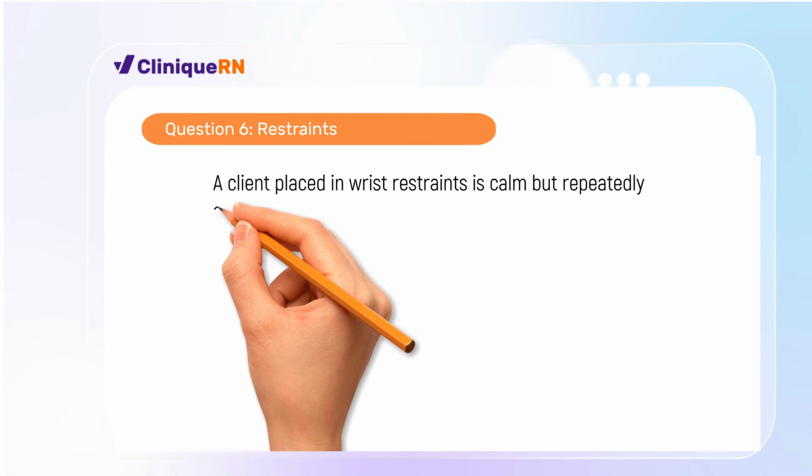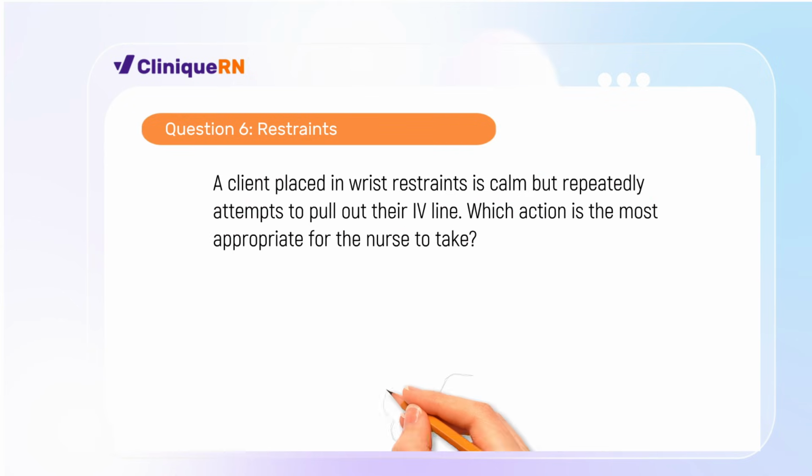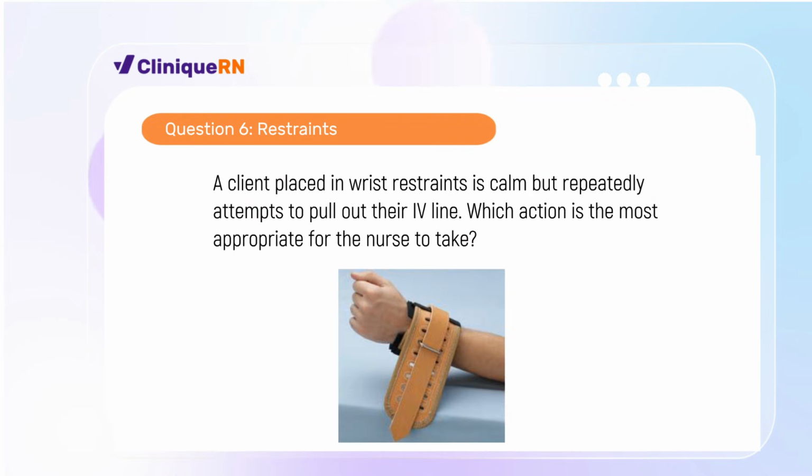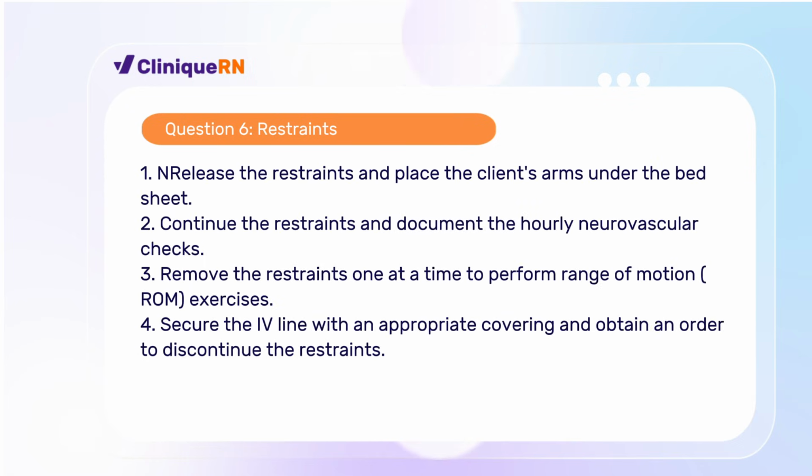Question 6. Restraints. A client placed in wrist restraints is calm, but repeatedly attempts to pull out their IV line. Which action is the most appropriate for the nurse to take? 1. Release the restraints and place the client's arms under the bed sheet. 2. Continue the restraints and document the hourly neurovascular checks. 3. Remove the restraints one at a time to perform range of motion, ROM, exercises. 4. Secure the IV line with an appropriate covering and obtain an order to discontinue the restraints.